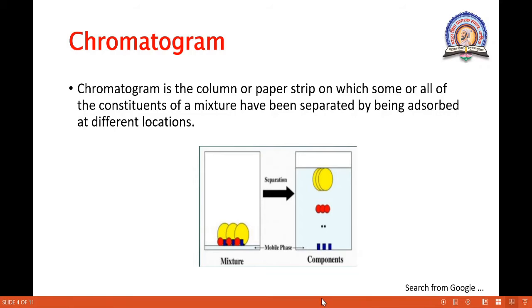Okay, it is clear. So in this chromatogram, we use stationary phase and mobile phase. The stationary phase is the paper, while the mobile phase is the solvent. We apply the mixture, and the mobile phase runs on the stationary phase by capillary action, and we separate the components which are present in the mixture. So here blue, red and yellow components are separated. Okay, it is clear. Then we move to the next slide.